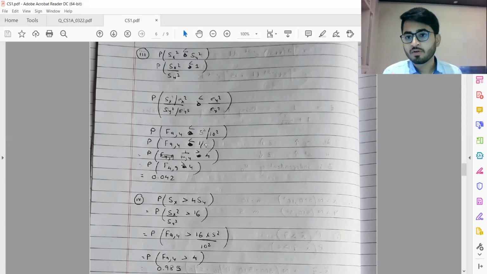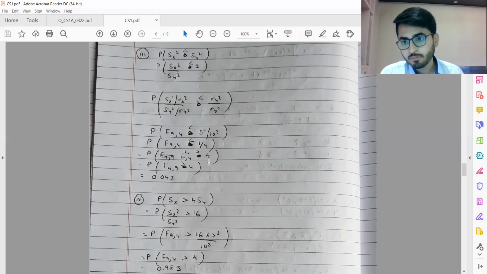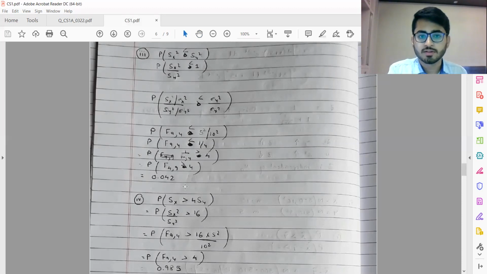So we would need to convert this F probability, whether greater than or less than, on whatever is the number. This should be greater than 1. So I take the reciprocal of this, and we use the fact that 1 by F(A, B) is nothing but F(B, A). And by interpolation, this is coming out to be roughly 4.2%.